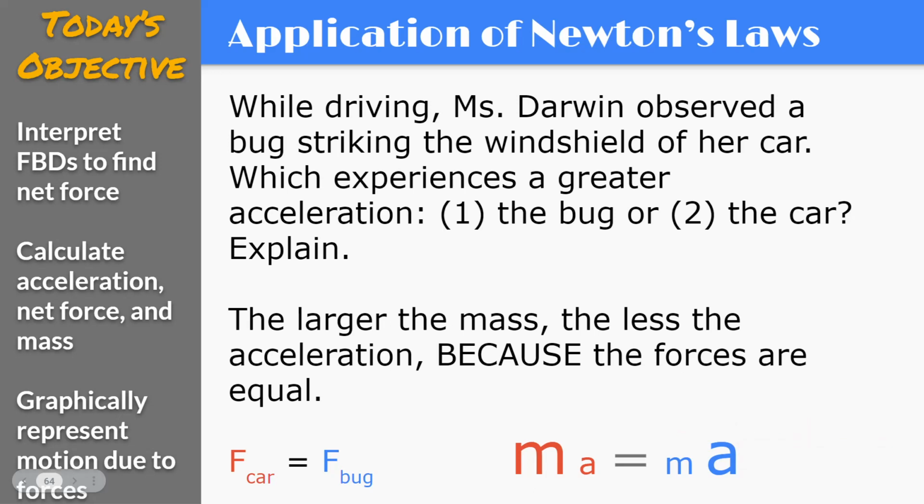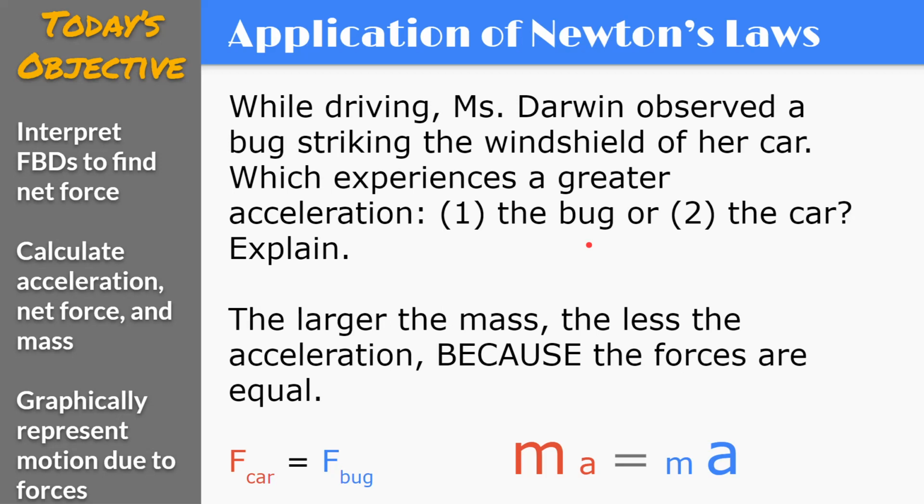All right, so this right here says the larger the mass, the less the acceleration because the forces are equal. So this is what I was just saying. The force that the car experiences equals the force on the bug. But the car has a large mass compared to the bug, which has a small mass. In order for this equality statement to remain true, this large mass will have to have a small acceleration. This small mass would have to have a large acceleration. And so they do not have the same acceleration. They have the same force, but because they have different masses, they will have different accelerations. The bug with less mass will accelerate more than the car.